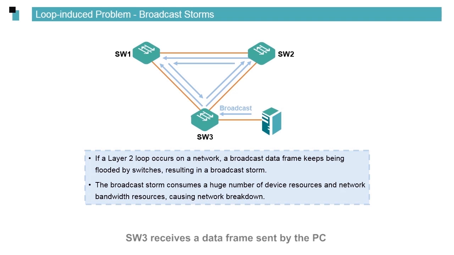SW3 receives a data frame sent by the PC. If SW3 finds no entry matching the MAC address or receives a broadcast frame with an all F's destination MAC address, SW3 replicates the data frame and broadcasts the frame through all the other ports. Upon receipt of the data frame, SW1 and SW2 flood it too, resulting in a broadcast storm. A broadcast storm continuously consumes resources on the 3 switches, causing CPU usage to soar to over 90%.